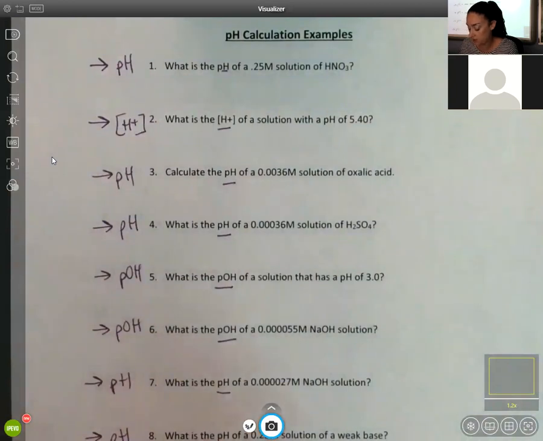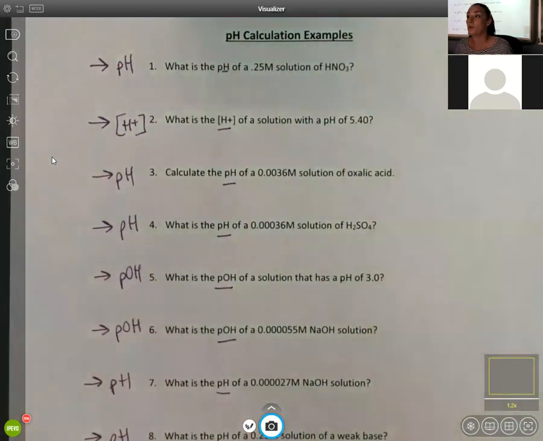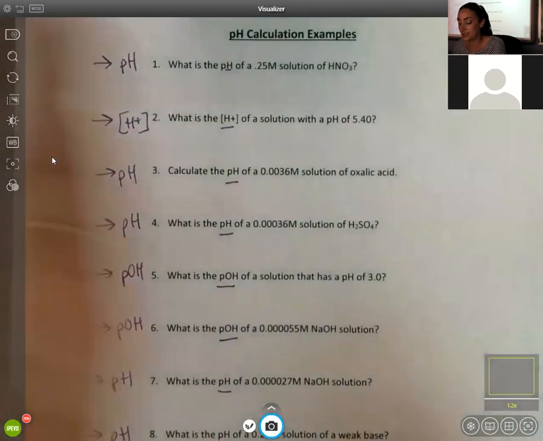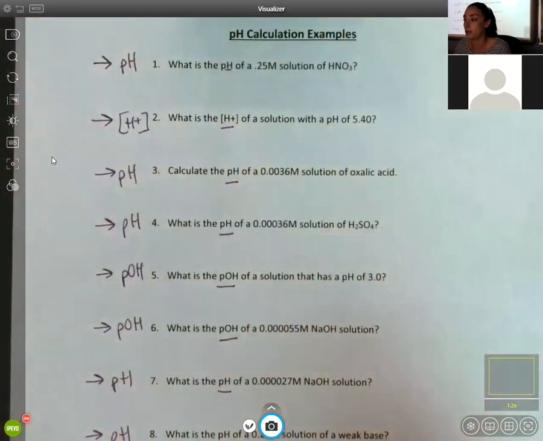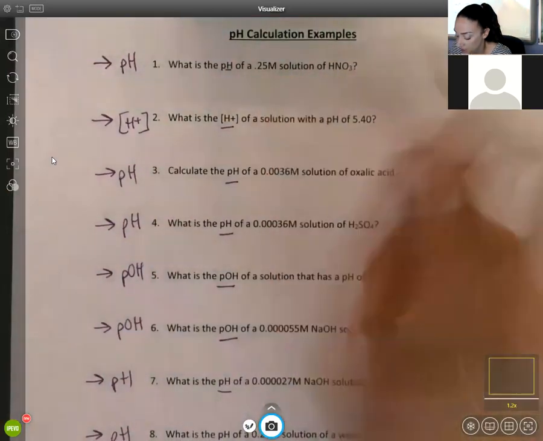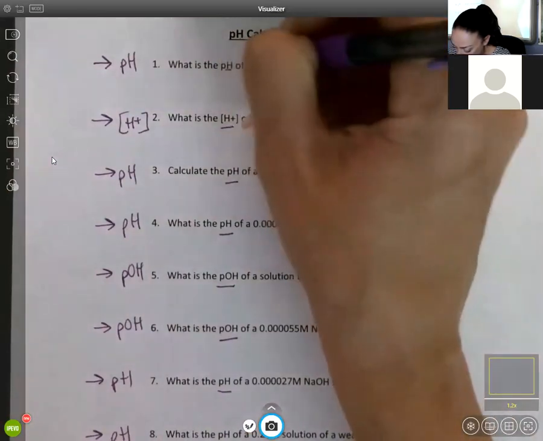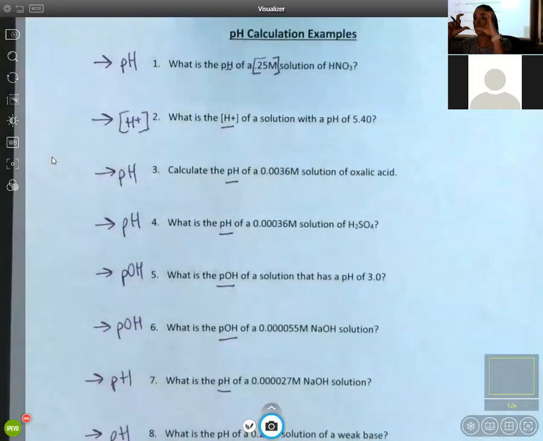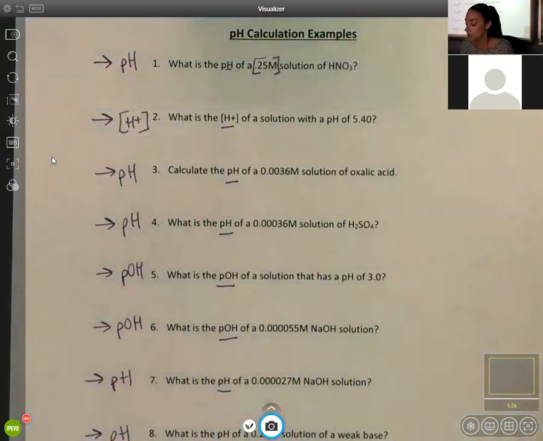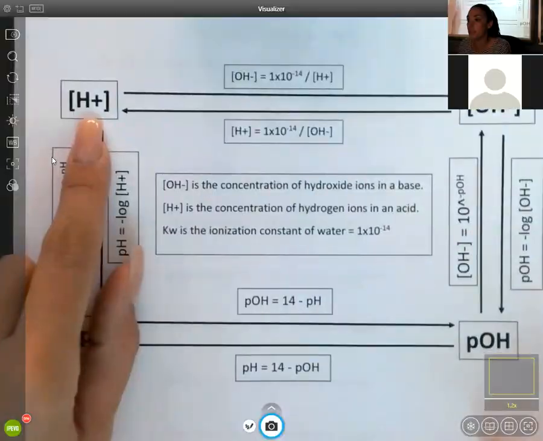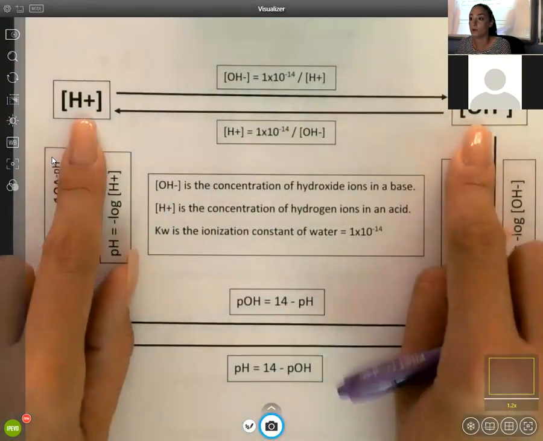Okay, so once you have all that done, you need to figure out where you're starting. What information are they giving you to start with so you can get to that next step, okay? That's when you look at the rest of the question. Anytime you see molarity, this is going to be the concentration of. Those little brackets mean the concentration of. So on your chart, it's either going to be the concentration of an H or the concentration of OH.